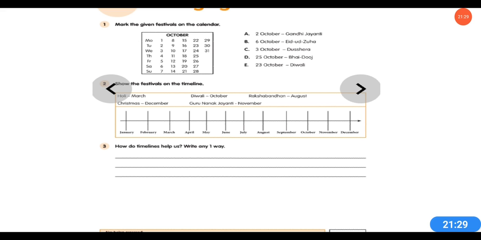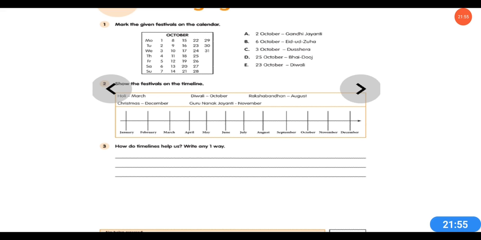What are the festivals? Holi, March, Christmas, December, Diwali, October, Guru Nanak Jayanti, November, and Raksha Bandhan, August. So each festival and its month has been given. You have to show it on the timeline. You have to draw this timeline like this. No need to draw, you can show it here while writing. Downside is the month. Upper side you have to write the name of the festival.